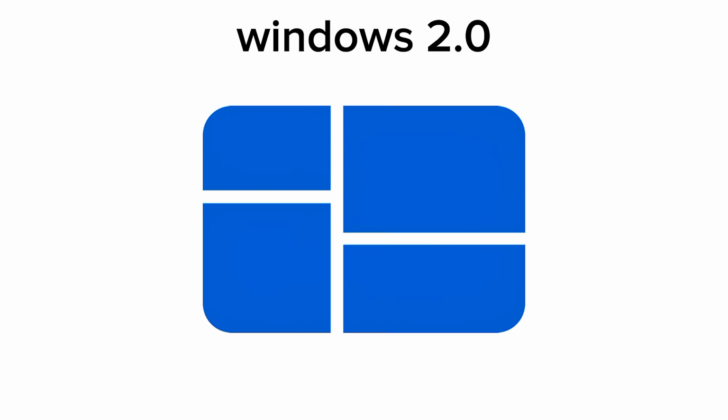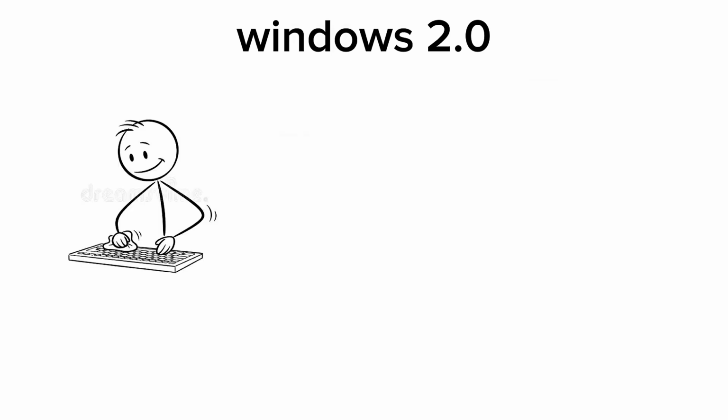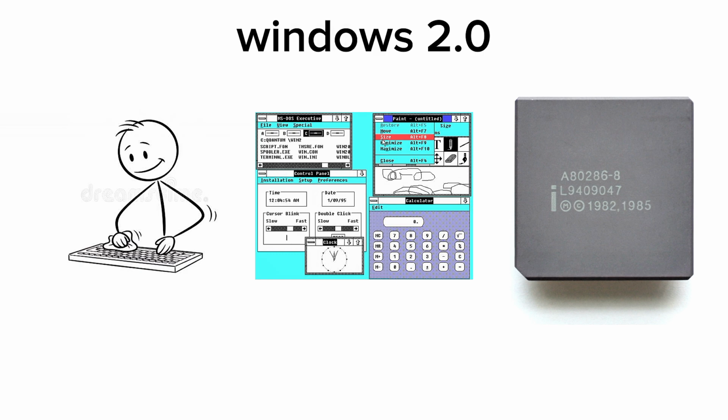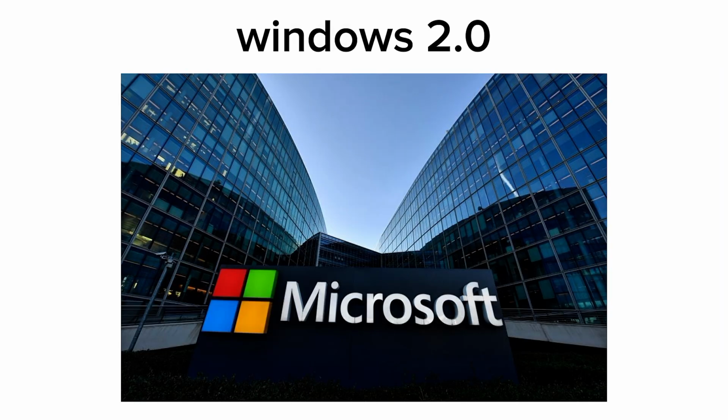Windows 2.0. Windows 2.0 introduced overlapping windows, a huge jump in usability. It also added better keyboard shortcuts, faster graphics, and support for Intel's 286 processors. This was the version where Word and Excel got their first Windows releases. And behind the scenes, Microsoft was preparing something much bigger.